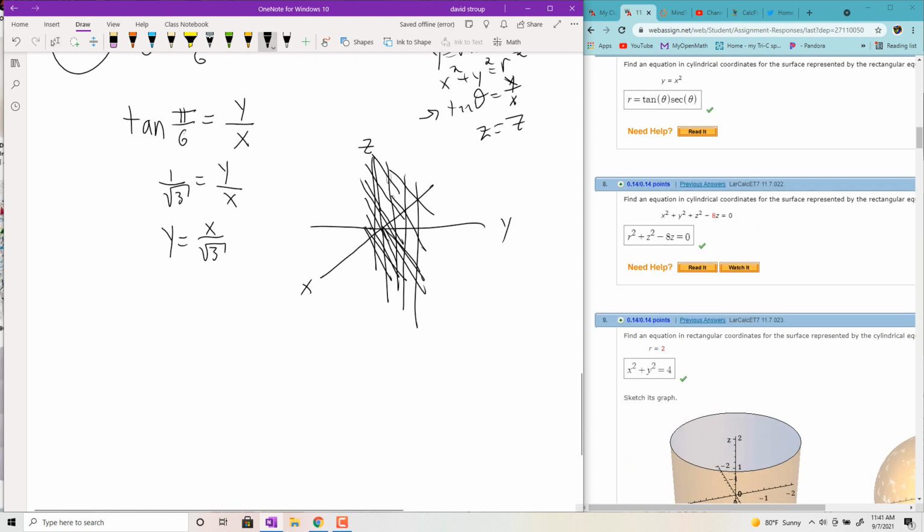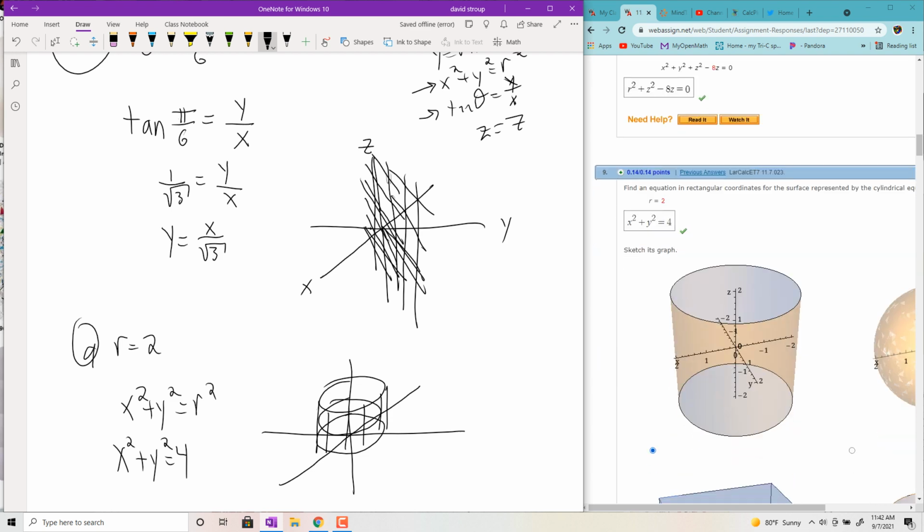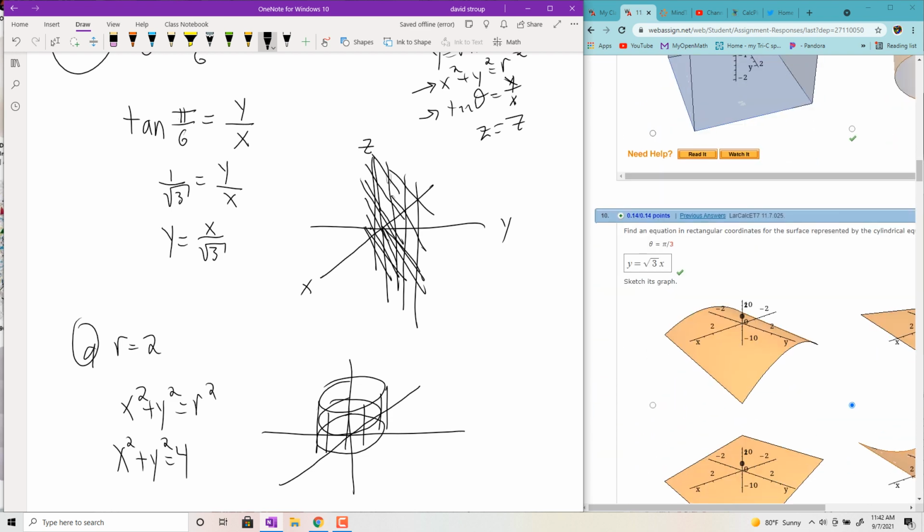r equals 2. So looking at the homework problem over there, number 9, they just give you r is equal to 2. So for this case, it's this formula at the top: x squared plus y squared is r squared. So you can just replace r squared with 2. And of course, that's one of our cylinders. So in the xy plane, we get a circle with radius 2. And then you could just extend that into the z direction, and you get a nice cylinder object. Okay. So yeah, you can see I've got it drawn there.